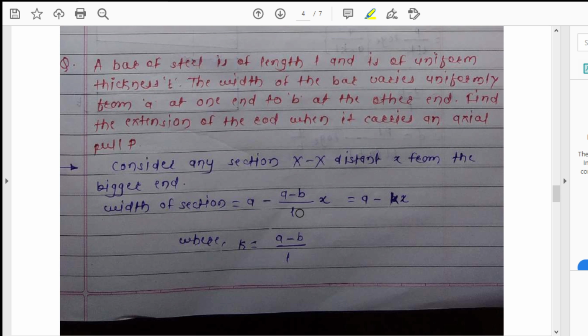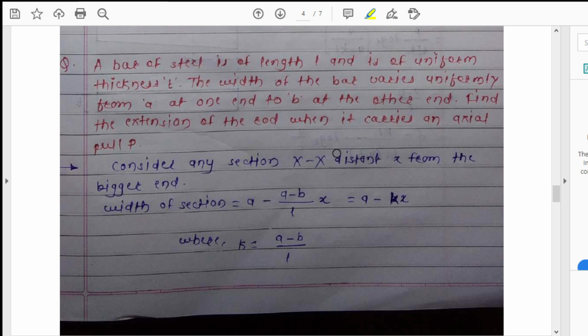Now this example is very similar to our first problem, the theory problem. A bar of steel is of length L and of uniform thickness T. The width of the bar varies uniformly from a at one end to b at the other end. Find the extension of the rod when it carries an axial pull P. The diagram is also the same as that of the theory.